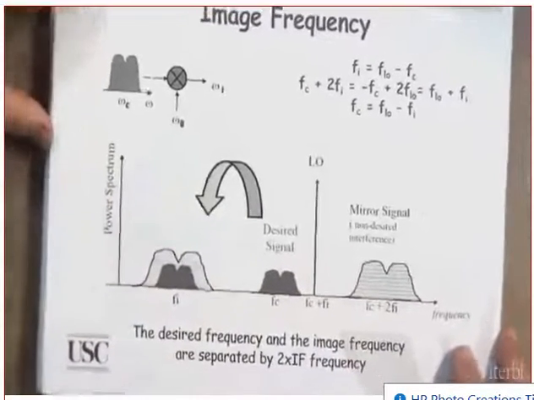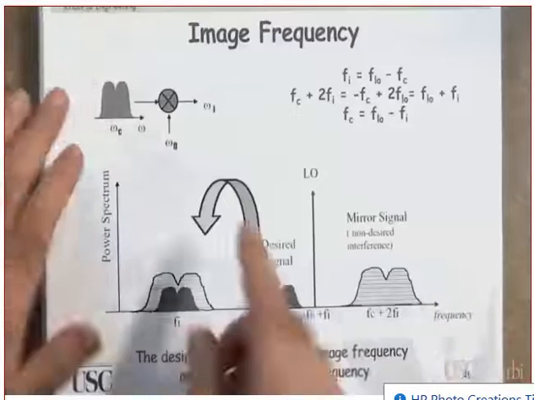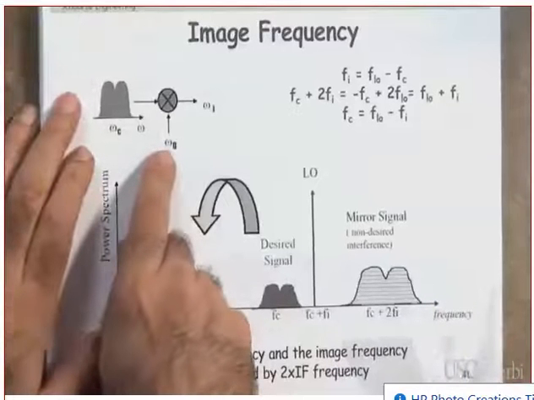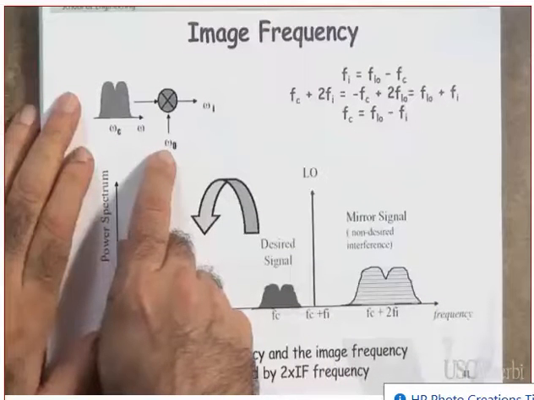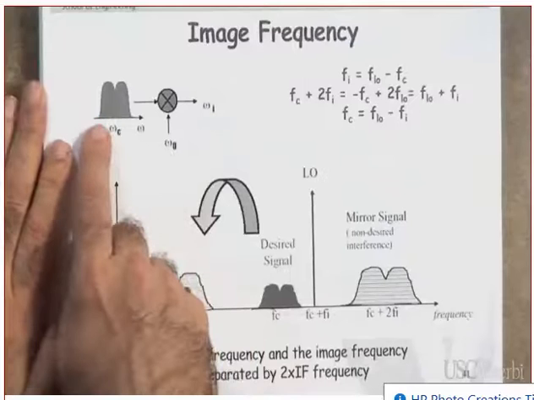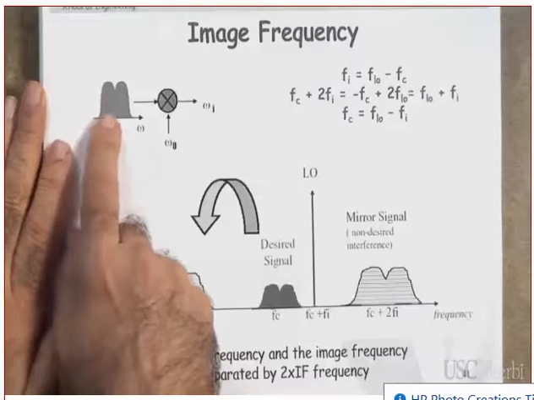Now, let's get to the concept of the image. How do we get rid of the image? First of all, what is the image? What do I have here? I have the local oscillator. Yes? This is the desired channel.